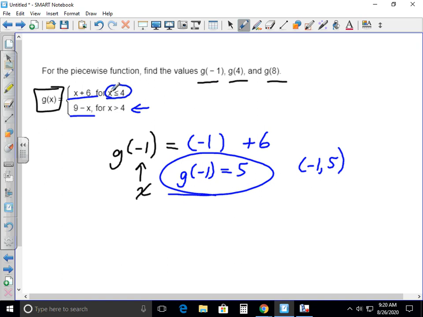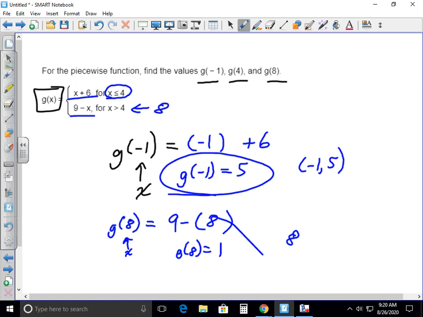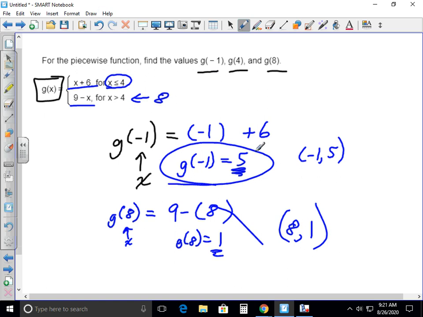Let's do the 8 next. This time the x value is 8. 8 fits in that bottom interval. 8 is bigger than 4, so we use the formula 9 minus our x. So g of 8 is 9 minus 8, or 1, so that gives us the ordered pair 8, 1. For the answer, it's probably just going to ask you for the output, the y.